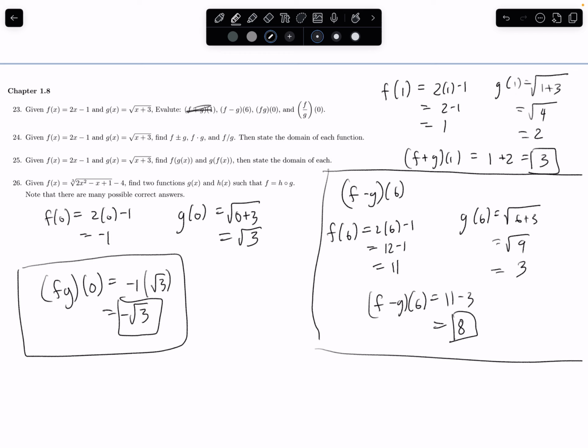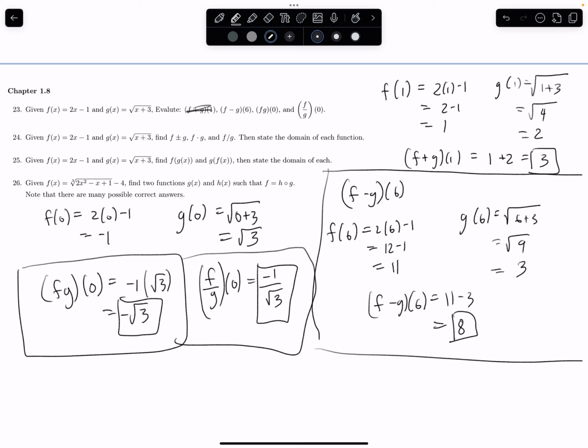Okay. And then f over g of 0 is negative 1 over square root of 3. That is the answer. So there you go. This was all question number 23. Sorry, I forgot again to write the question number. But that was that. Okay, sweet, done. That's not so bad, right?